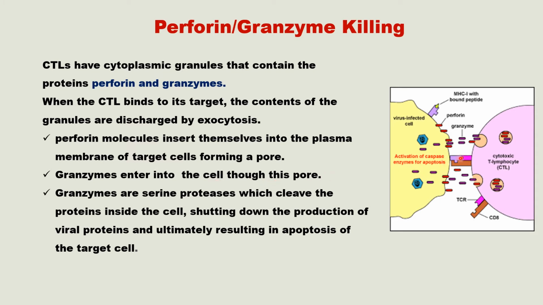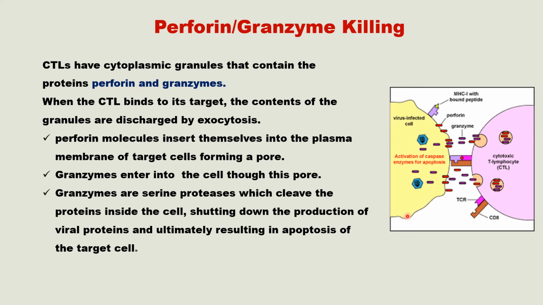So, the function of perforin is to create pores on the surface of target cells, like the membrane attack complex of complement protein. And so, this perforin will create a pore and through this pore, these granzymes can enter inside the target cell. Granzymes are serine proteases which cleave the protein inside the cell, shutting down the production of viral proteins and ultimately resulting in apoptosis of the target cell.